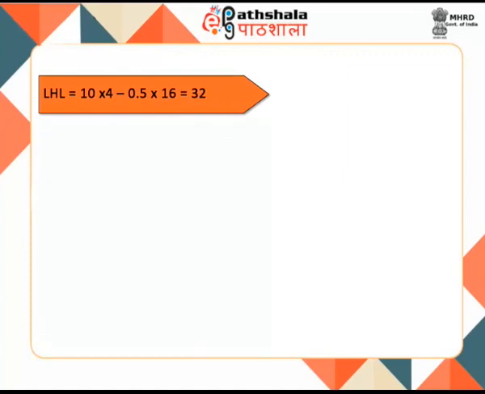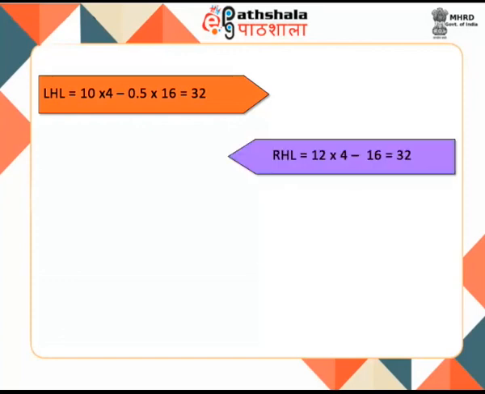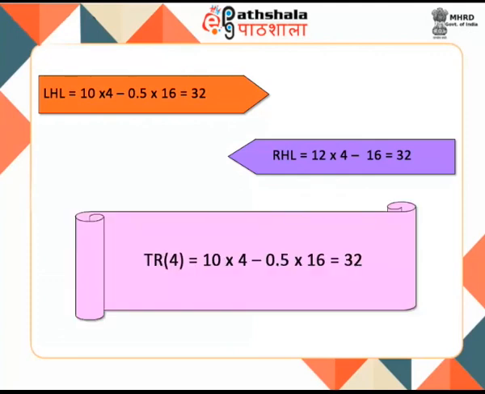LHL is equal to 10 into 4 minus 0.5 into 16 is equal to 32. RHL is equal to 12 into 4 minus 16 is equal to 32. TR(4) is equal to 10 into 4 minus 0.5 into 16 is equal to 32. Therefore, TR is a continuous function.